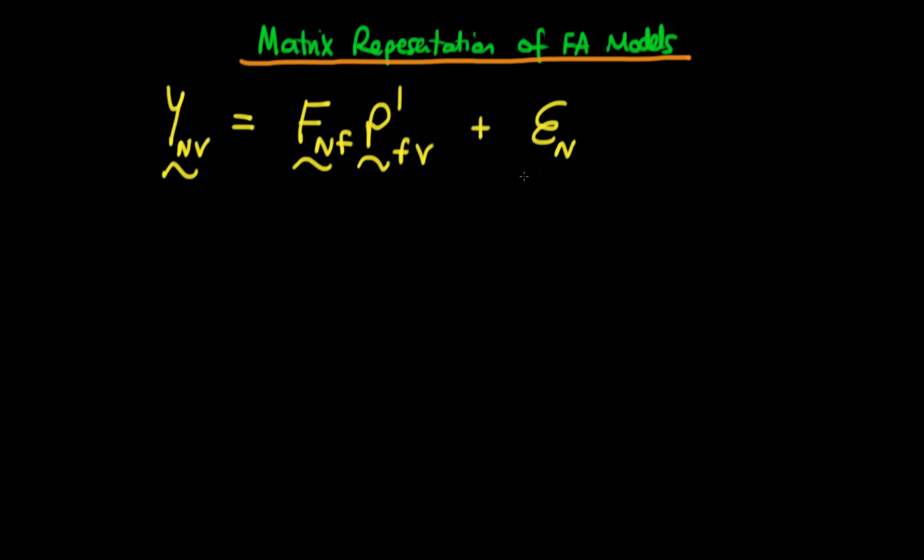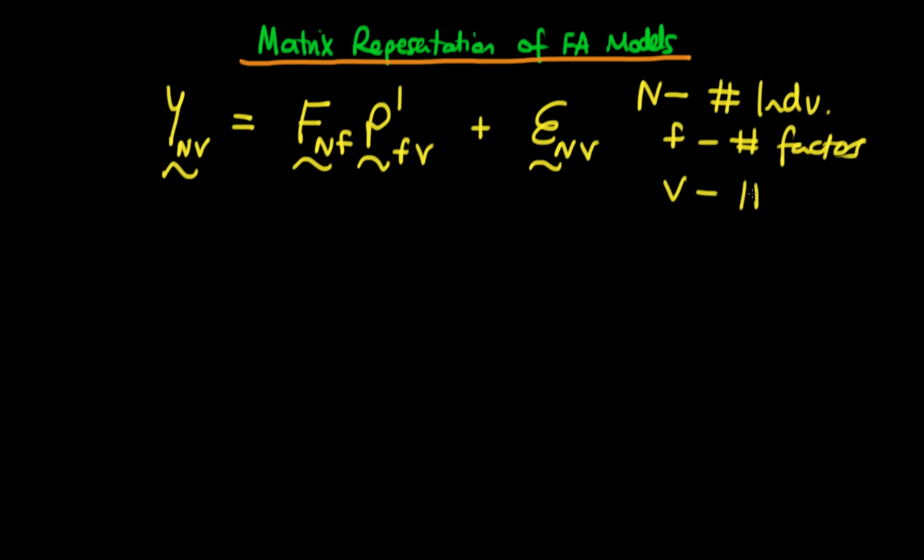And then what we did at the end of the last video is we just said that the error term here was a matrix which was of the same size as the dependent variable, so it had dimensions NV. Just to be concrete here, N represents the number of individuals, F indicates the number of factors, and finally V indicates the number of observed characteristics. So in the example we're talking about, those were the four characteristics: insomnia, suicidal thoughts, hyperventilation, and nausea.